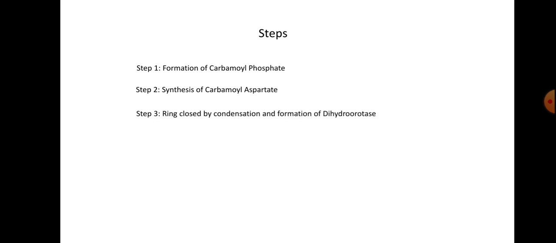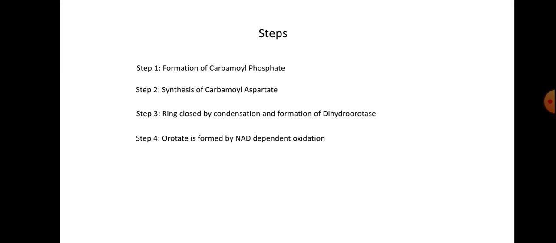So the steps. There are 6 steps to the pyrimidine de novo pathway. The first step is the formation of carbamoyl phosphate, and we'll see the enzymes and factors adding to it. Then step 2 is the condensation of aspartate with carbamoyl phosphate to form carbamoyl aspartate, and the reaction we'll see further. So carbamoyl aspartate is being formed. Step number 3, this is a very important reaction because cyclization, the closure of the ring, is taking place and you are being left with dihydroorotate.